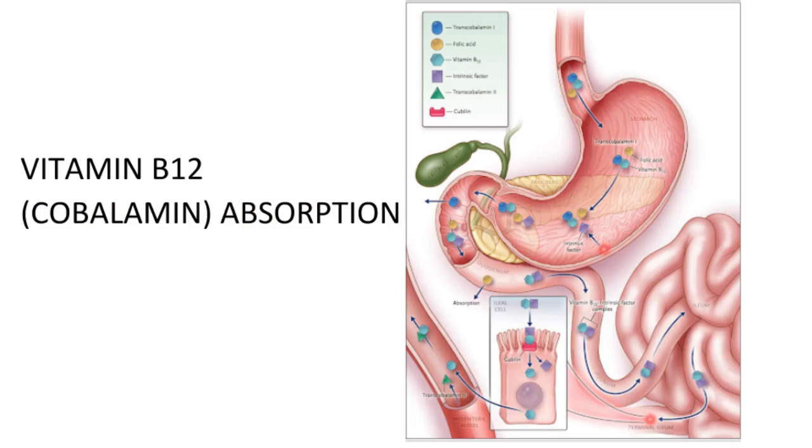The stomach also plays a vital role in vitamin B12 absorption. Parietal cells in the stomach produce intrinsic factor. Intrinsic factor forms a complex with vitamin B12 and this is absorbed in the terminal ileum.